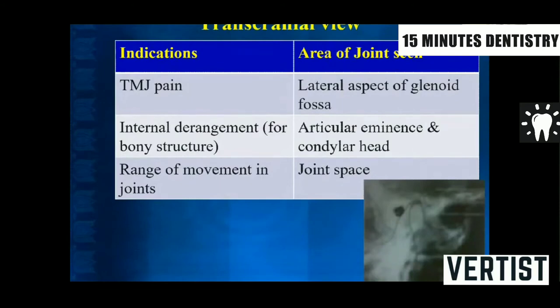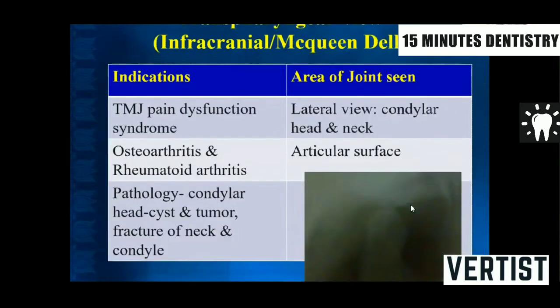each one of these. So indications of the first, that is the transcranial view, are TMJ pain, internal derangement, only for seeing the bony structure changes and range of movement of joints because it is done open and close. So the area of joint seen is the lateral aspect of the glenoid fossa, okay. Then the articular eminence and the condylar head, and you can also appreciate the joint space.